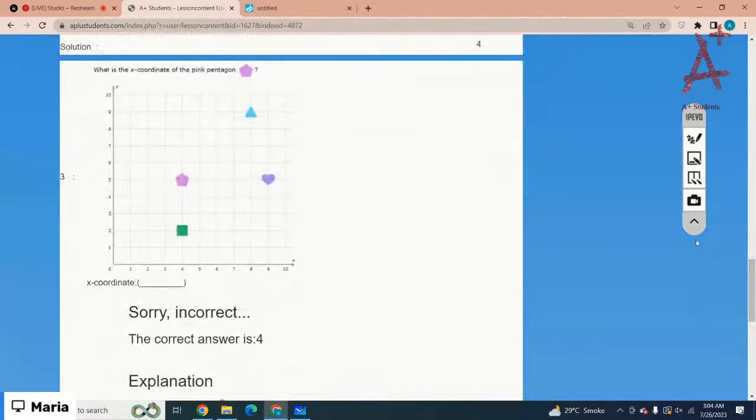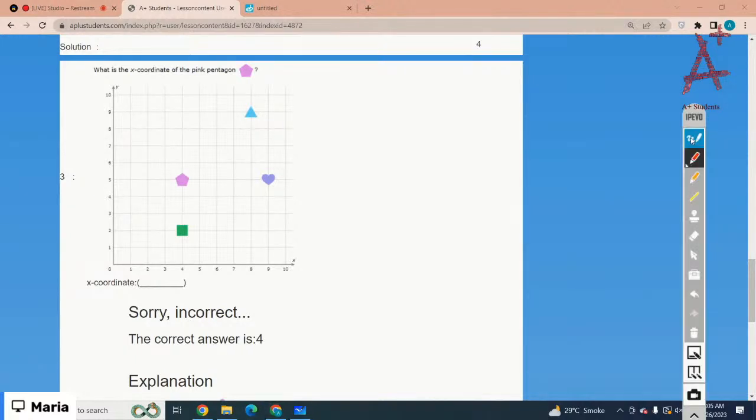Okay, the next one is what is the x coordinate of the pink pentagon? Just locate the pink pentagon on the xy coordinate plane. Here is the pink pentagon. You have to look for the x coordinate. So for the x coordinate, just match the point to the x axis. Here is the x axis. That means the x coordinate of the pentagon is 4. The correct option is 4.